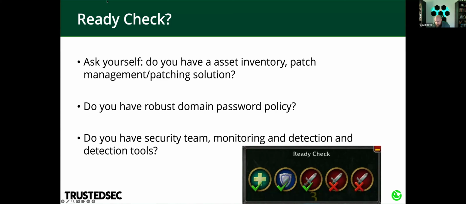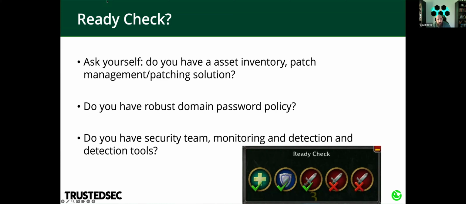So we like to say, do you have an asset inventory? Can you tell us what's in your network, what's in your environment? And it's okay if you can't. That's the great thing about hackers. We will find it. If you don't know what's in your network, we'll certainly do our best to get that information over to you. We'll find it and we'll let you know.